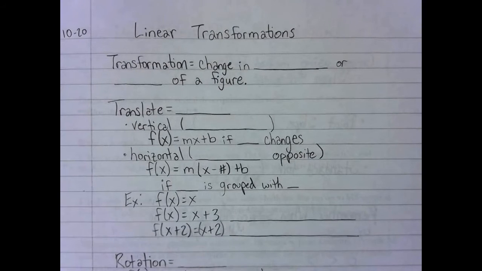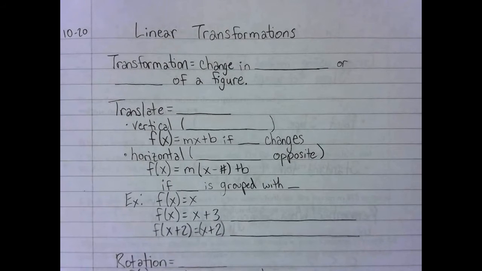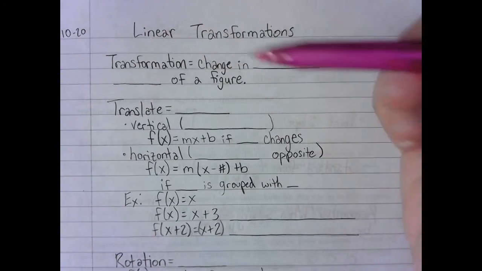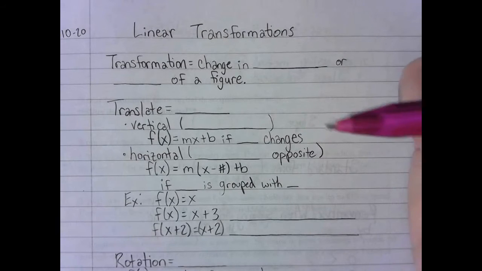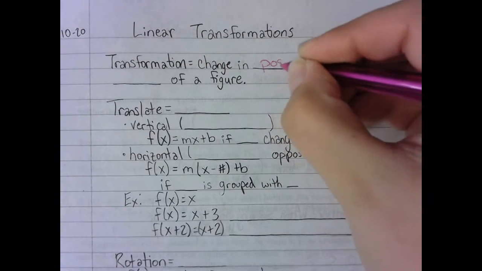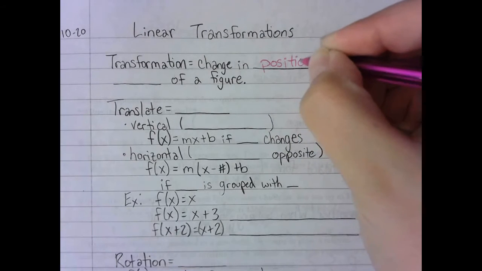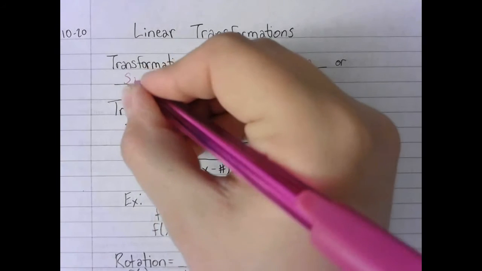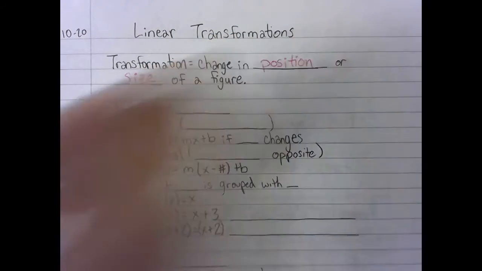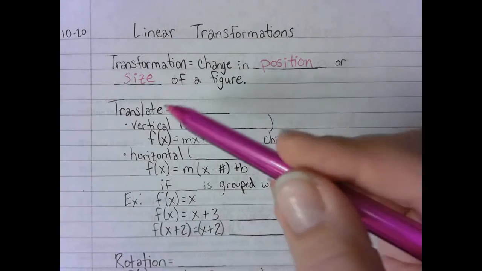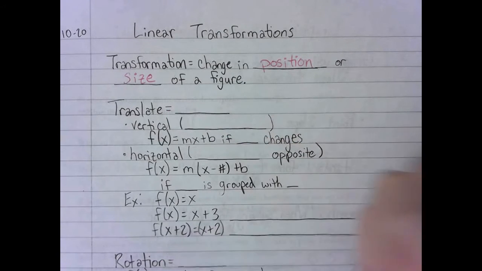Hello! Today we're going to talk about linear transformations. Well, we already know linear means line. It'd be helpful to know what a transformation is. So in math, a transformation is a change in position or size of a figure. So we're going to focus on two types of transformations, translations and rotations.